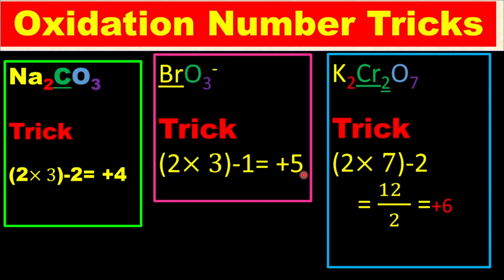Now let's take this one, BrO3 minus. So we have 2 here times 3, which is 6, minus 1, and that will give you plus 5. I hope you understand.